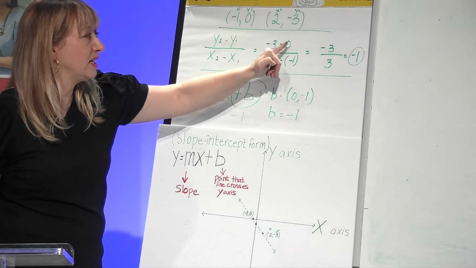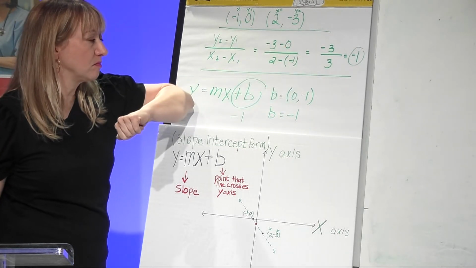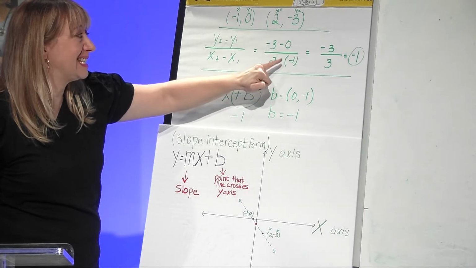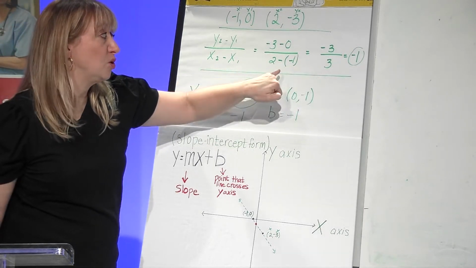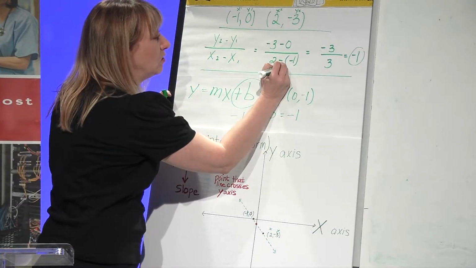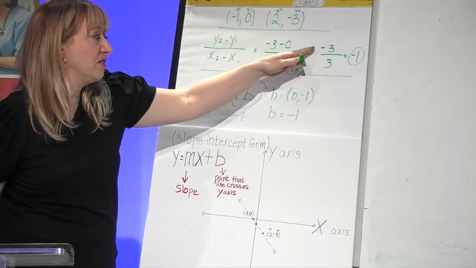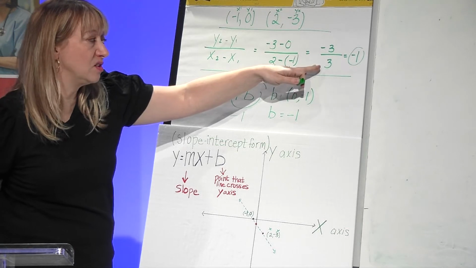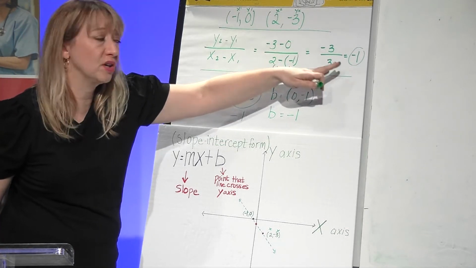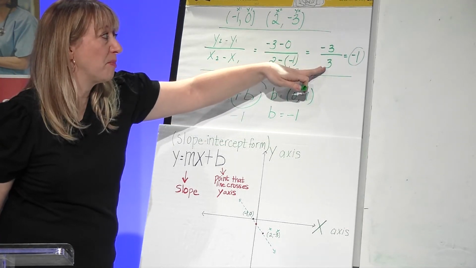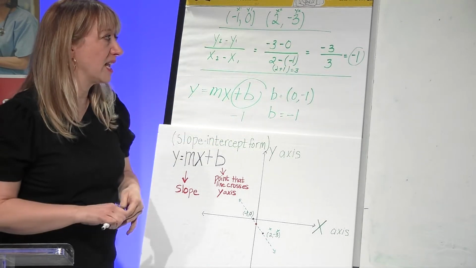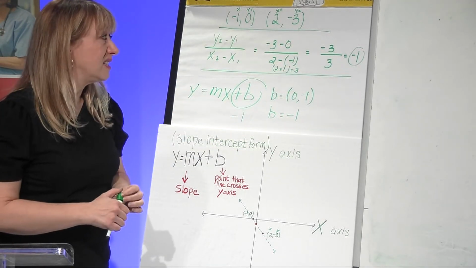So -3 minus 0 is -3. A 2 minus a -1 is 2 plus 1. We'll write that out, which is 3. So here we have a fraction, -3 over 3. That just comes out to be a -1, because remember, negative divided by a positive is a negative. So -1. That's our slope.